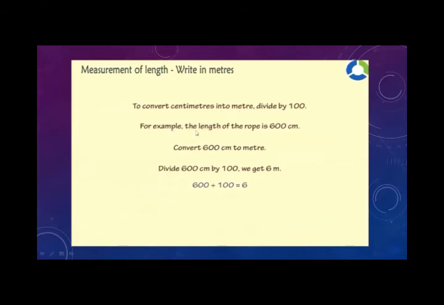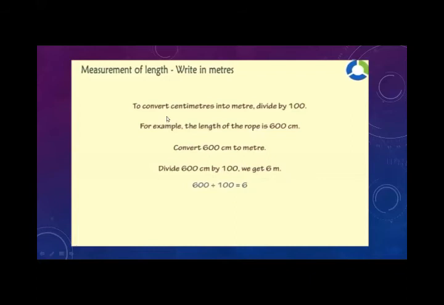For example, the length of the rope is 600 centimeters. Convert 600 centimeters into meters. So you divide 600 centimeters by 100, we get 6 meters.